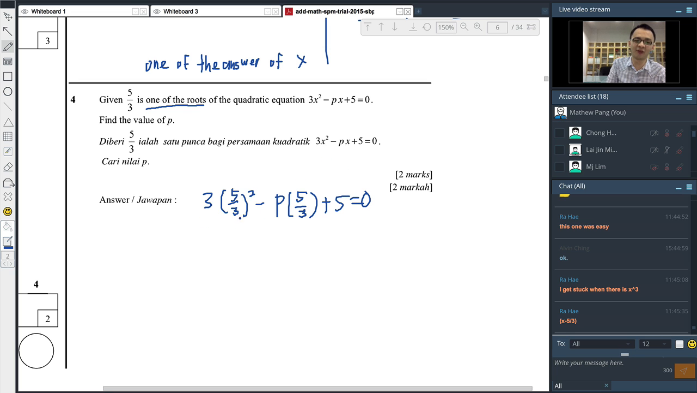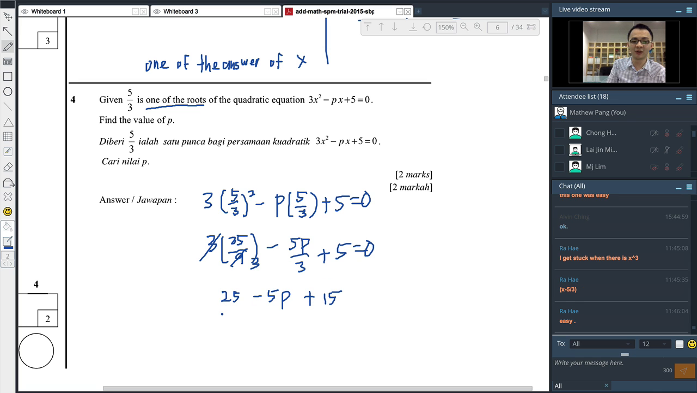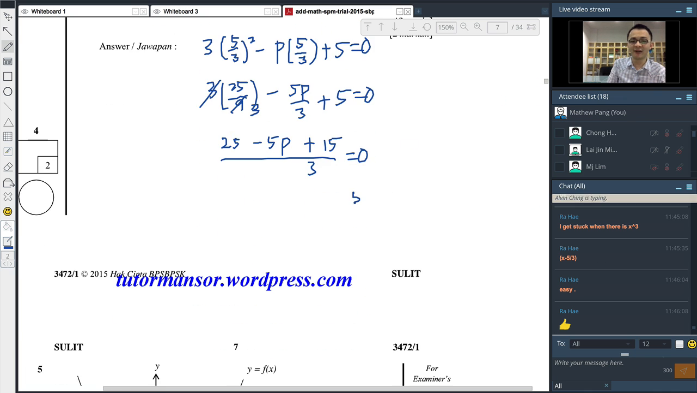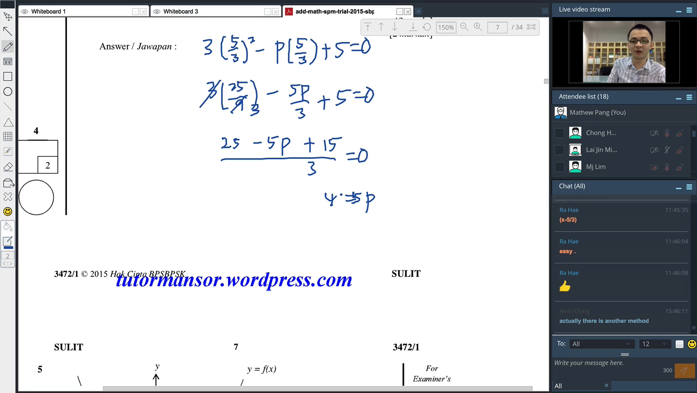Then we need to solve this one. This is 25/9 minus 5p/3 plus 5 equals 0. Then I simplify. Alright, this is 25/3 minus 5p/3. So the 5 I will multiply by 3 to become 15/3 equals to 0. Then I move my 3 to the other side. Then I can easily get my 5p equals to 40, p equals to 8.